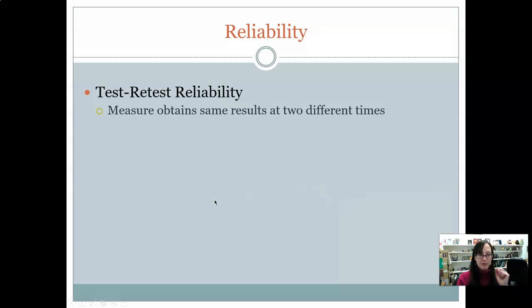So there are different types of reliability. Test-retest reliability is basically where you have the same measure at 2 different times, a test at time 1 and a test at time 2, and you should basically get the same results if nothing has changed. It's the same person taking the same test at 2 different times. If nothing has changed, you should get the same response.